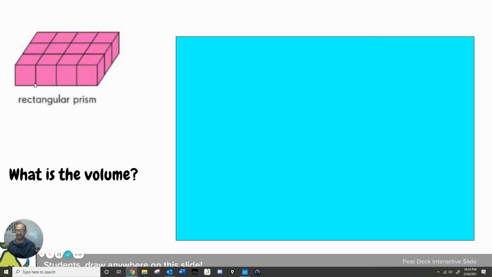All right, what is the volume? How many cubic units are in this prism? I'd wait, but you should have it done by now. Did you say 12? I know you said 12. Excellent. Brilliant work.